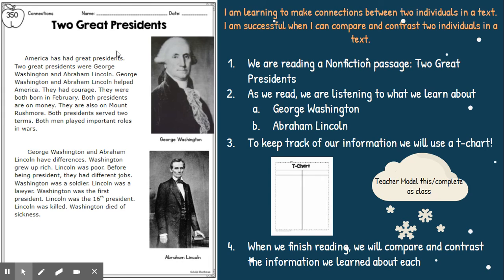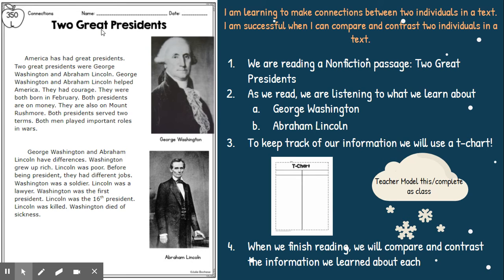America has had great presidents. Two great presidents were George Washington and Abraham Lincoln. George Washington and Abraham Lincoln helped America. They had courage. They were both born in February. Both presidents are on money. They are also on Mount Rushmore. Both presidents served 2 terms. And both men played important roles in wars.